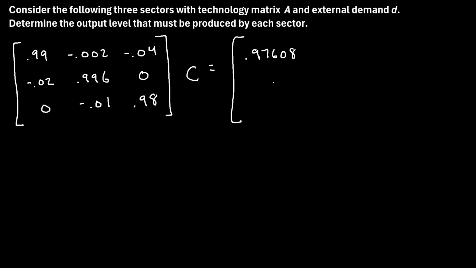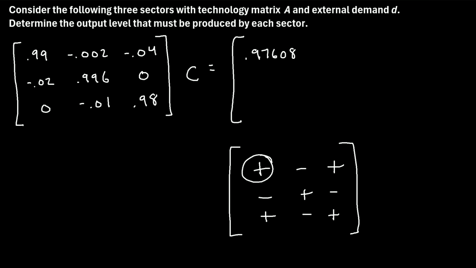Now, one other thing that I should mention is that when we have a 3 by 3 cofactor matrix like this, the value that we just calculated is called the minor. To get the cofactor, we have to multiply it by either a positive 1 or a negative 1 in the following formation. So for the element in position row 1, column 1, we just multiply it by a positive 1, so it stays as a 0.97608.